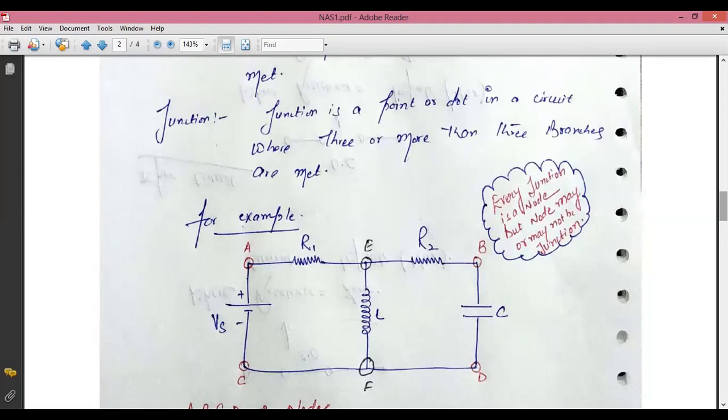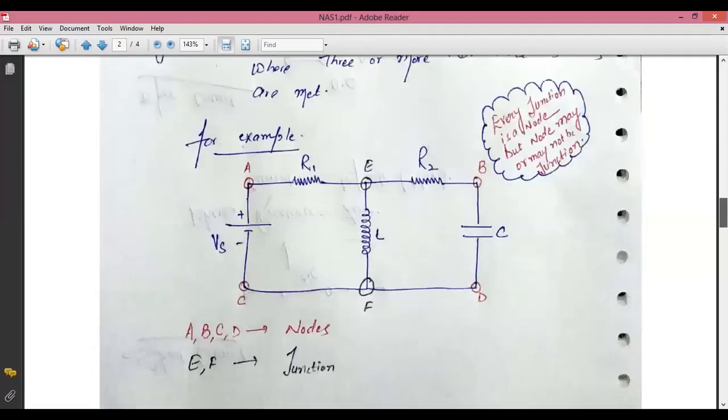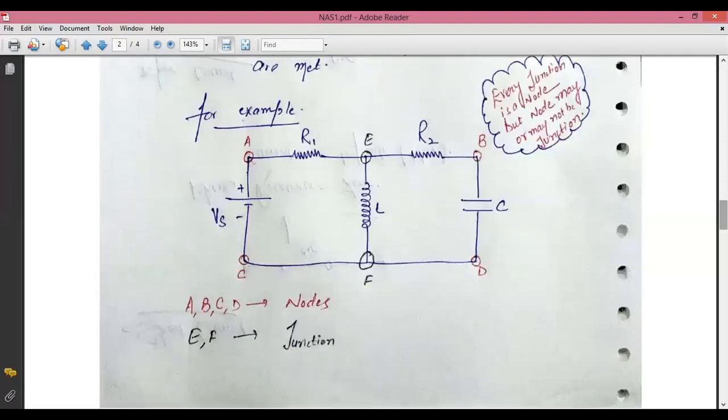Node. Absolutely. That means A, B, C and D, the red pen marked dots, are basically called nodes. The reason being, these are the points where two branches are met. But point E and point F, the black color ones, are called junctions. So you can see, A, B, C, D, the red color marked points, are called nodes, whereas E and F are called junctions.